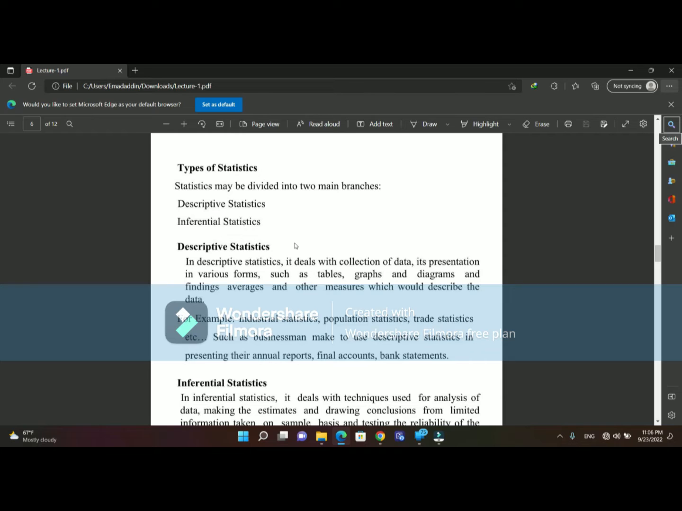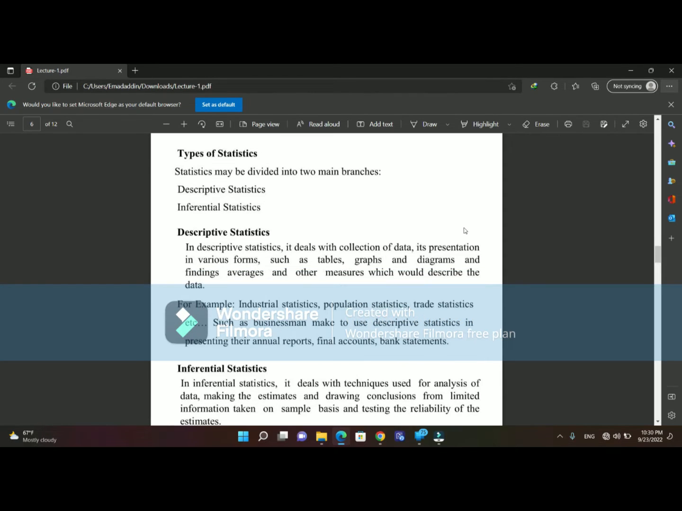Let us have an example. Examples: industrial statistics, population statistics, trade statistics, etc. Such as a businessman making use of descriptive statistics in presenting their annual report, final account, and bank statement.